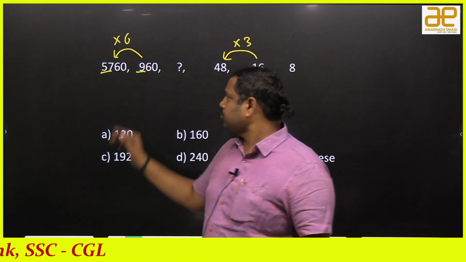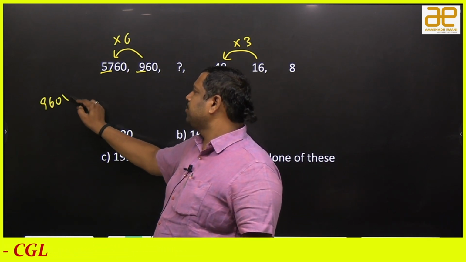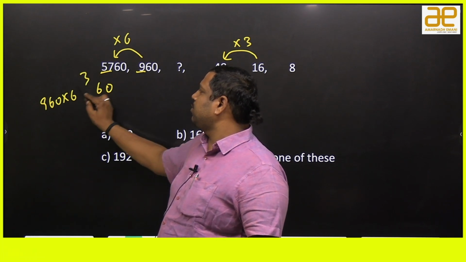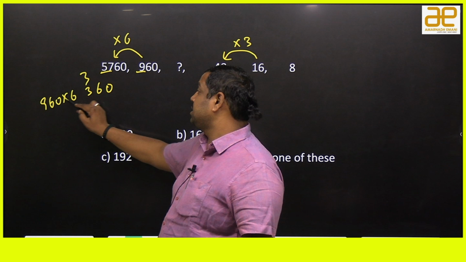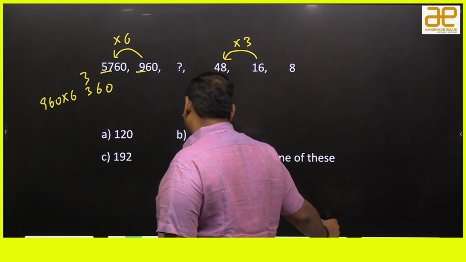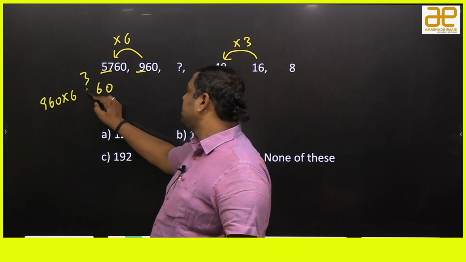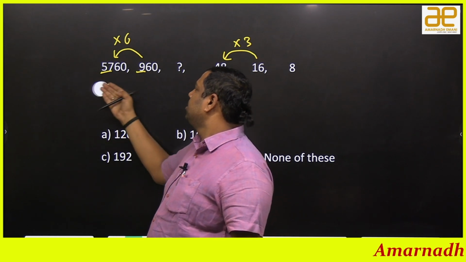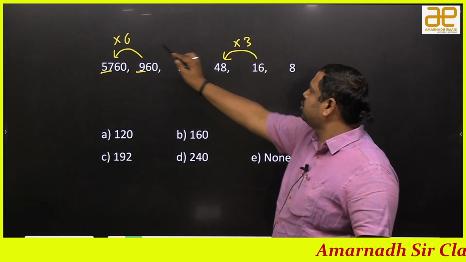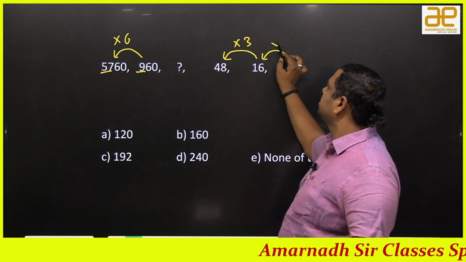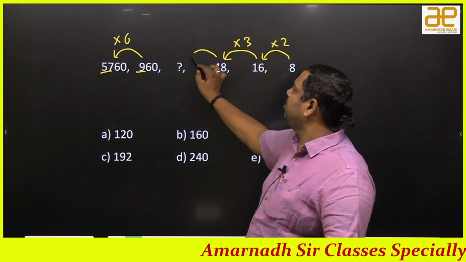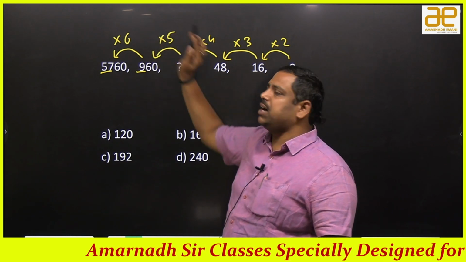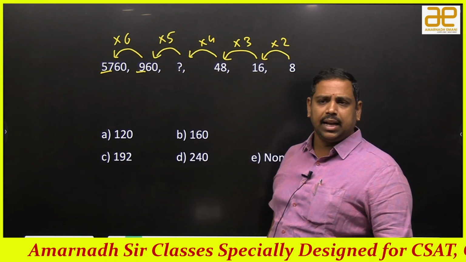Shall we verify? 960 into 6. 6 zeros are 0. 6 6s are 36. Sorry, 6 9s are 54 plus 3 is 57. So 5760 exactly matched. So my assumption is correct. So it is 6 times. 3 times, 6 times. Now I can find this is 2 times. 2, 3 means this will be 4 times. This will be 5 times. So 6 times matching. So this is the logic that I have.